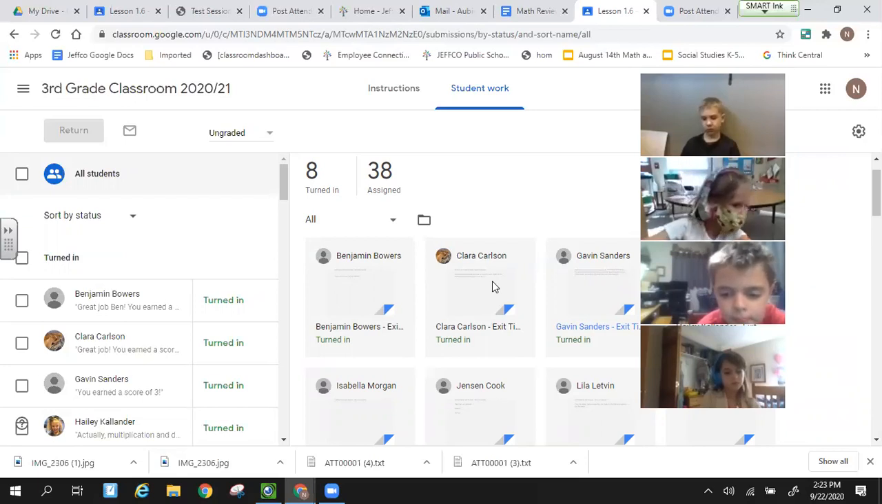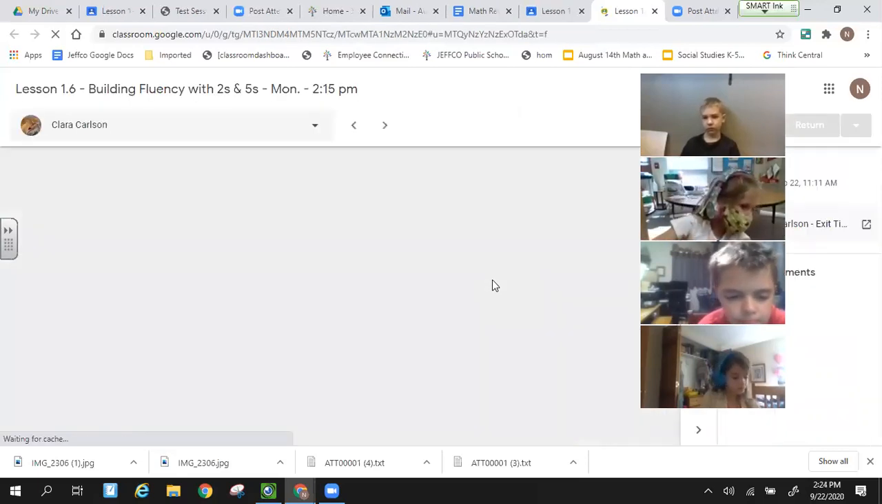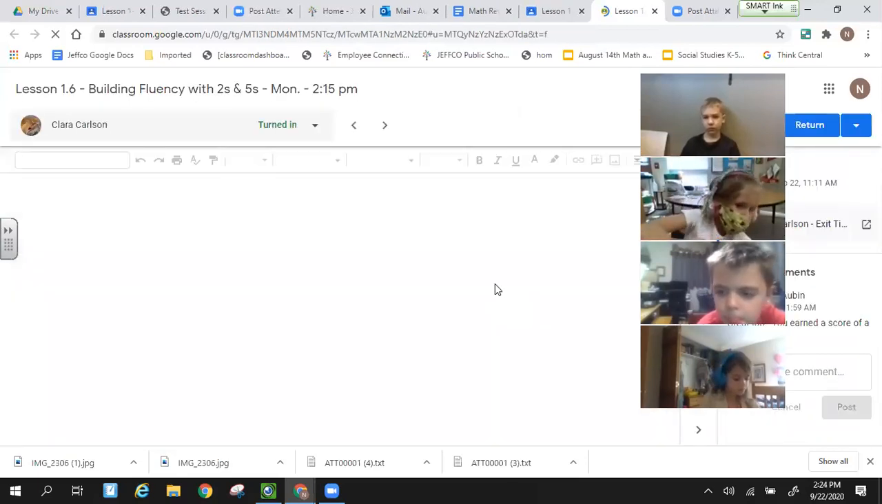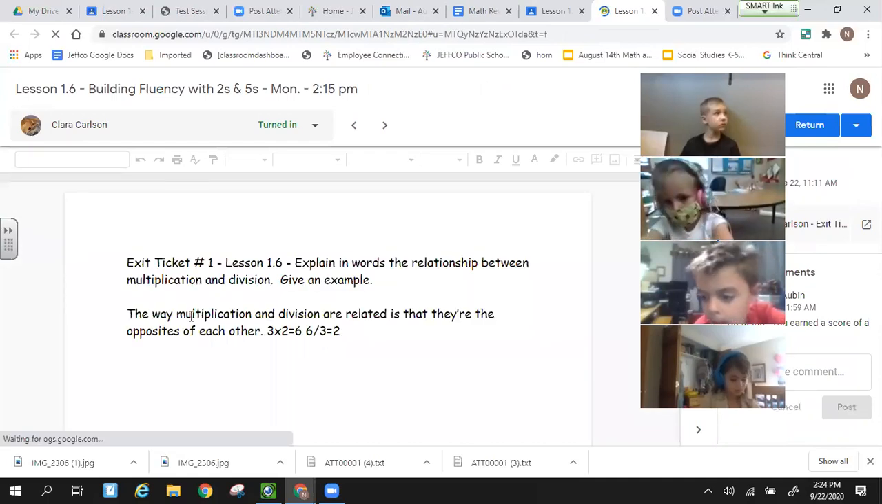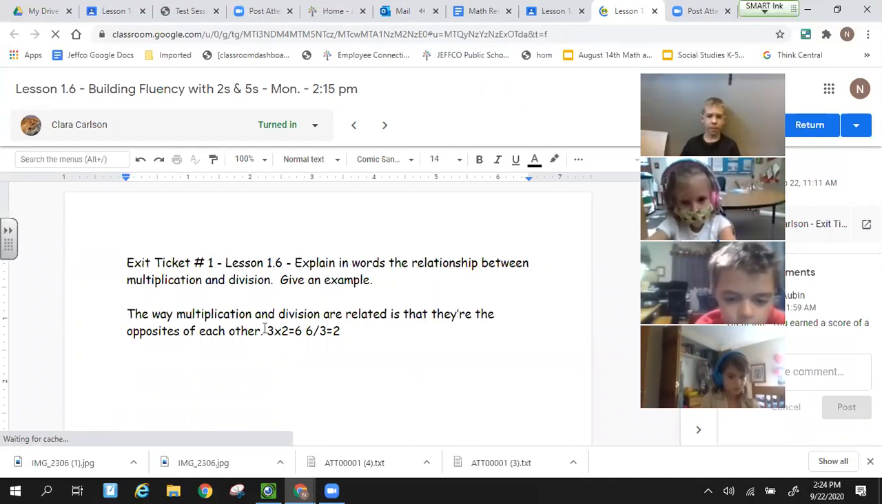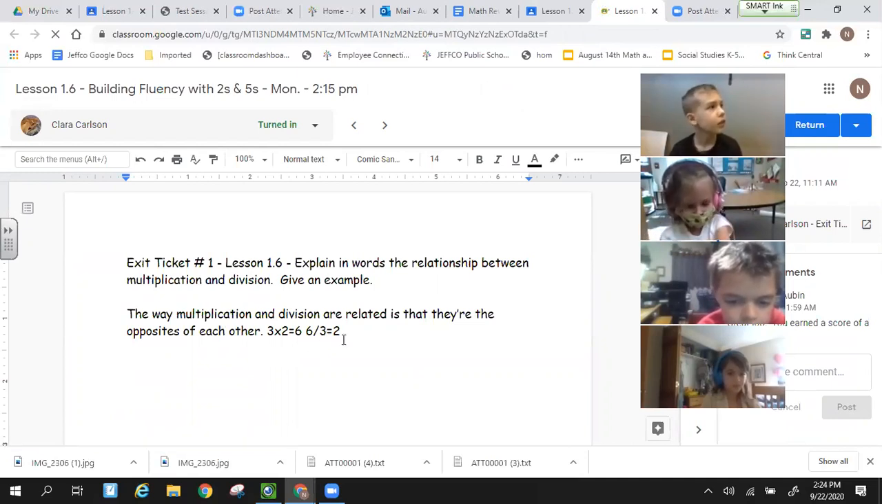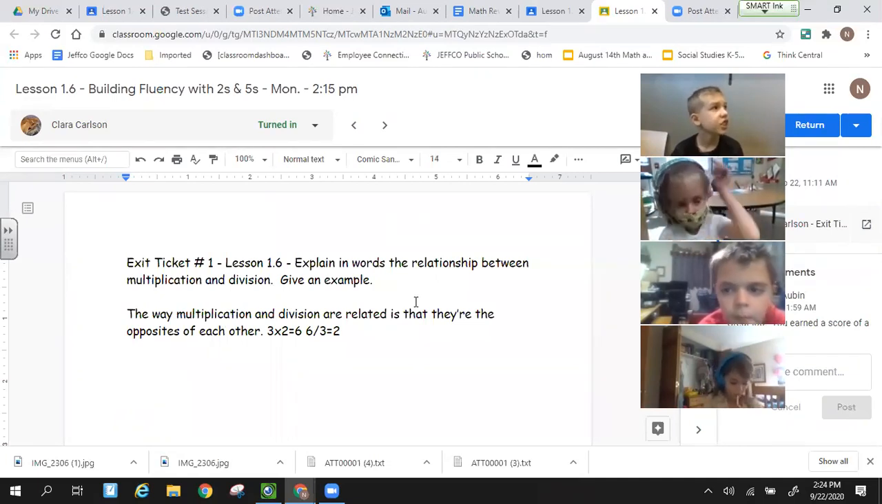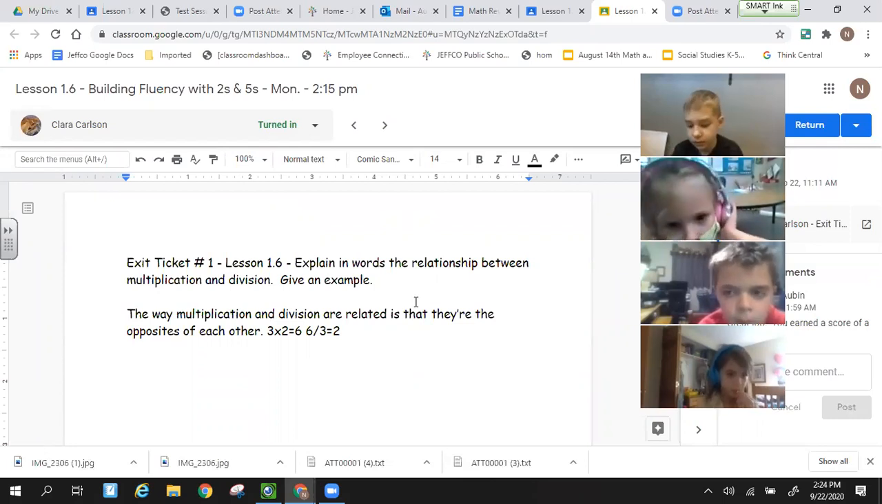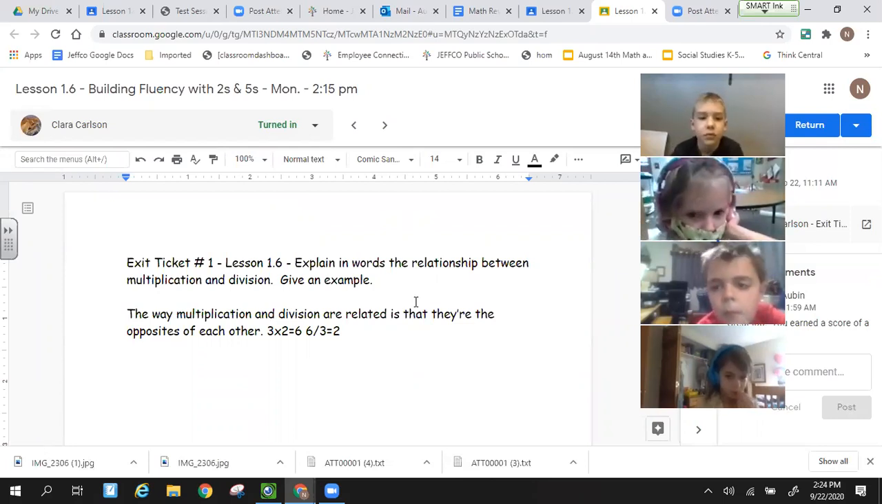So she wrote, and if you have a pencil, if you got a 2, I want you to write the correction. She said the way multiplication and division are related is that they are the opposites of each other. Then she wrote 3 times 2 equals 6. 6 divided by 3 equals 2. So she's showing the inverse, and she gave an example. Okay, so that's what I'm looking for. And if something to that effect, they undo each other.